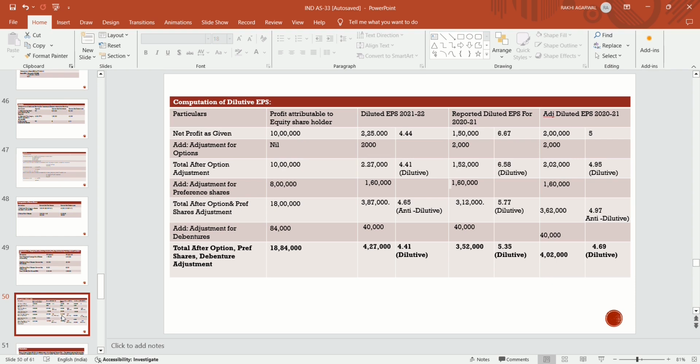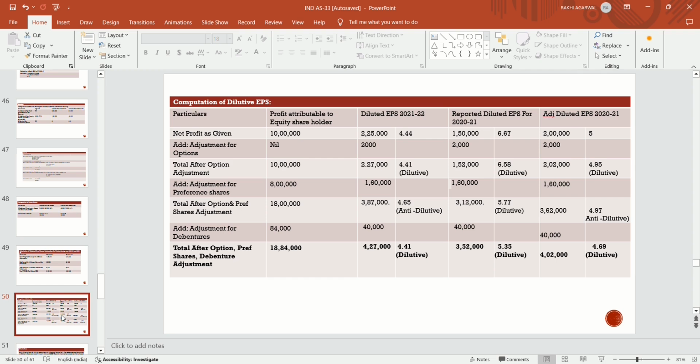Now in case of reportable diluted EPS for the financial year 2021, the number of shares becomes 1,50,000 plus option 2,000, so 1,52,000. So 10 lakh divided by 1,52,000 becomes 6.58. It is also a diluted EPS because from 6.67 it reduced to 6.58. Now the adjusted, restated diluted EPS for the financial year 2021: that is 2 lakhs plus 2,000, it becomes 2 lakh 2,000, and 10 lakh divided by 2 lakh 2,000 becomes 4.95. It is also a dilutive EPS because from 5 it is reduced to 4.95.